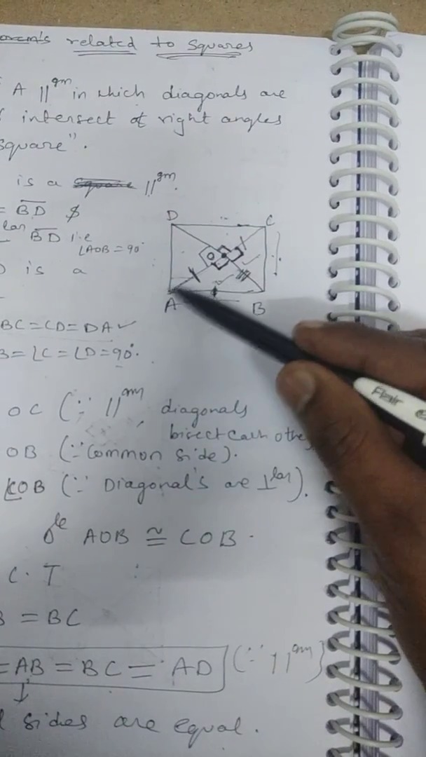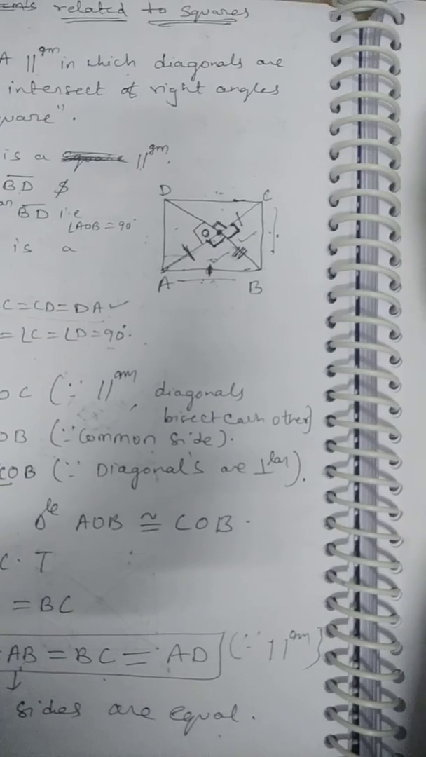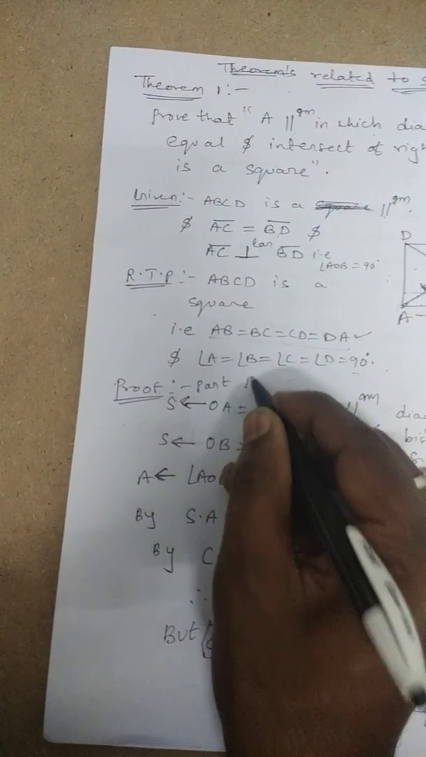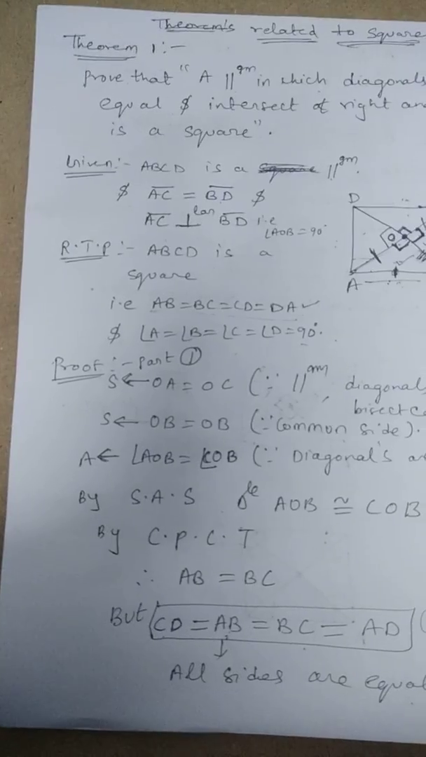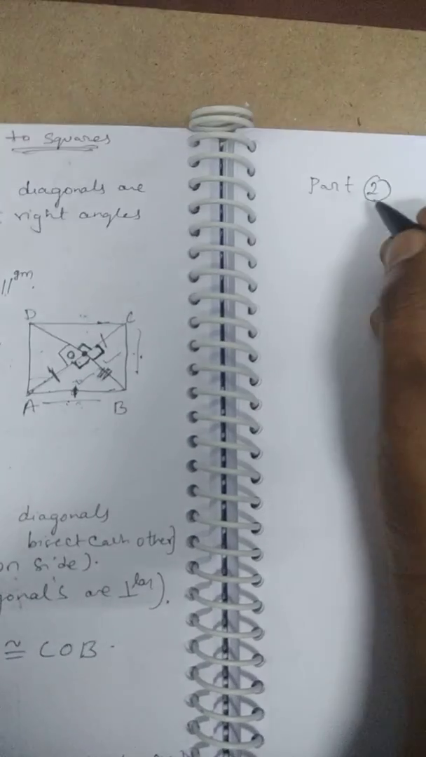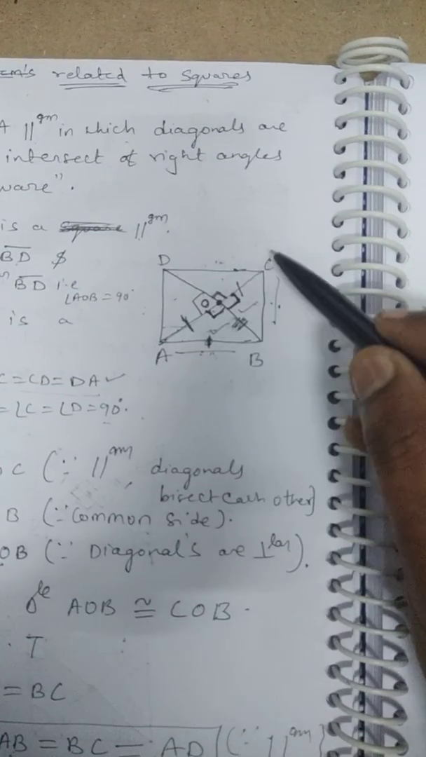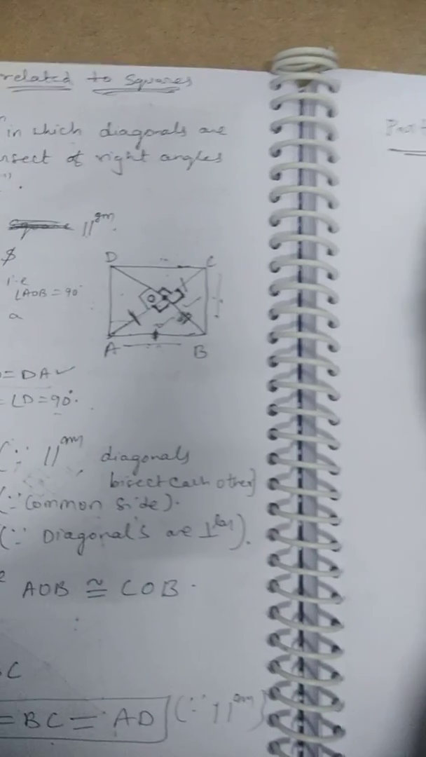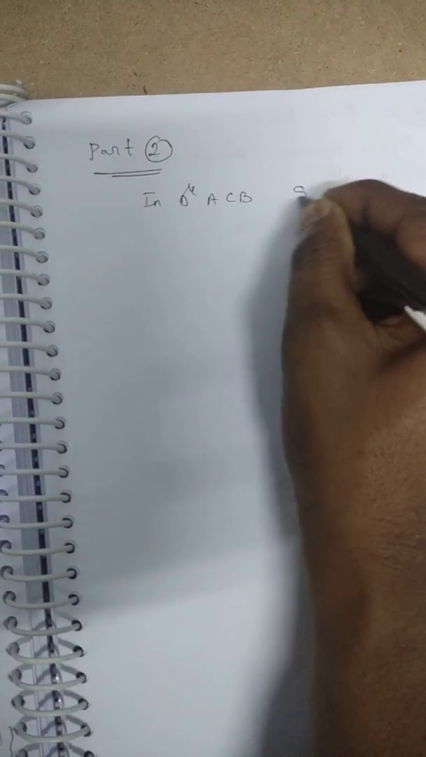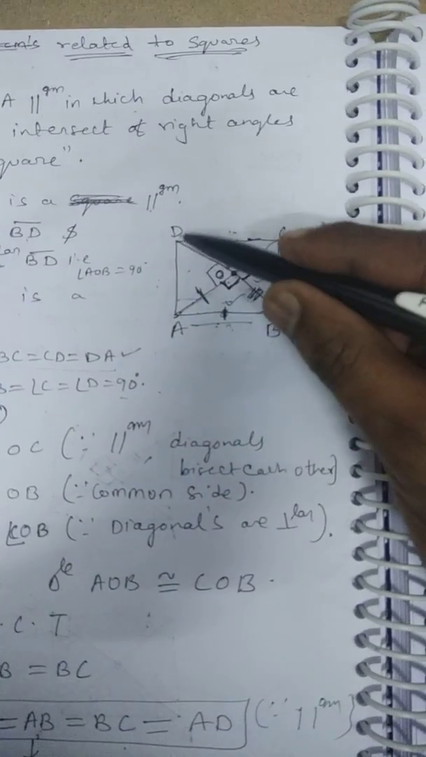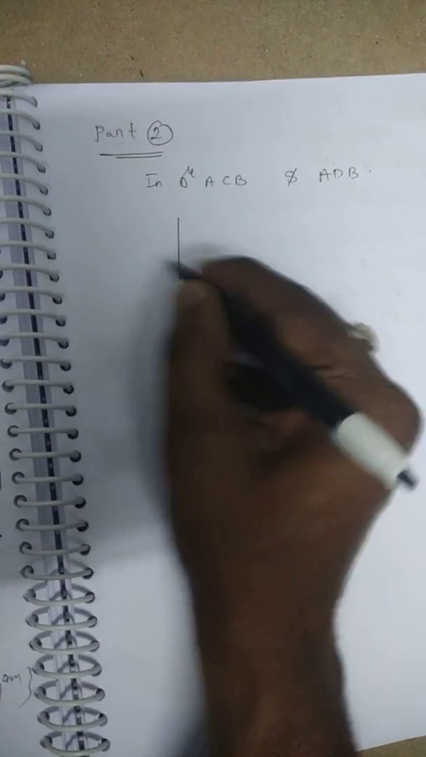I will take this triangle ACB. This is part 1. This is part 2. I should prove that all angles are 90 degrees. To prove that, I will take this triangle ACB and another triangle ADB. So draw them separately for your convenience.